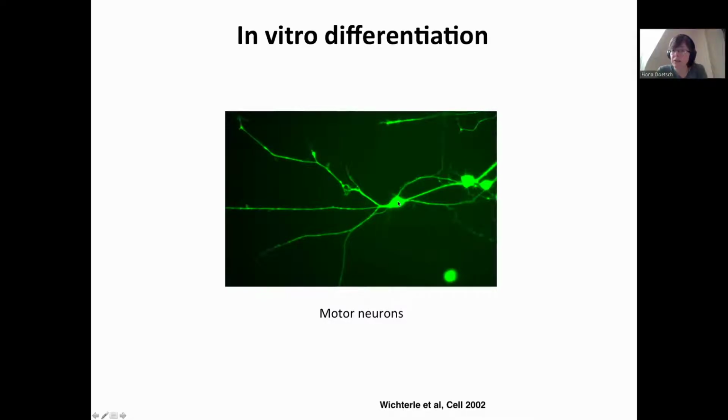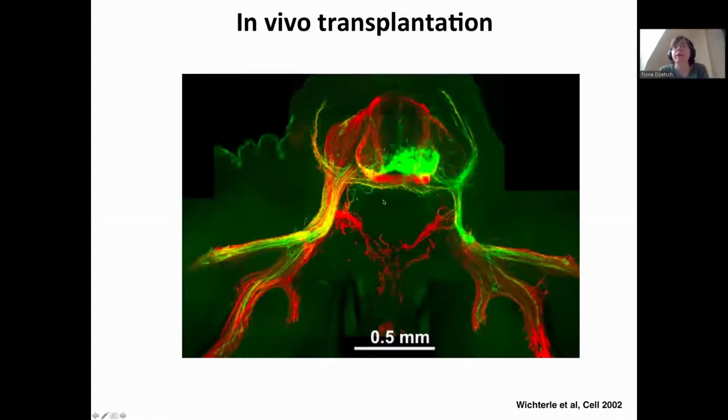But are these cells really like motor neurons in vivo? So one could test this, for example, by isolating these cells and transplanting them, in this case, into a developing chick embryo. And you can see here in green, the embryonic stem cell derived neurons exactly follow the trajectories that the normal motor neurons do in red. So these cells are fully functional, and you can actually record using electrophysiology and show that they really are integrated.